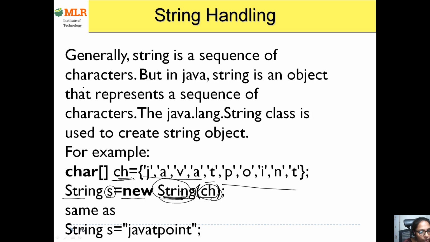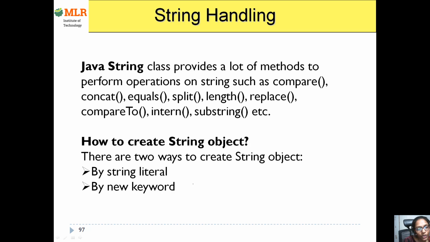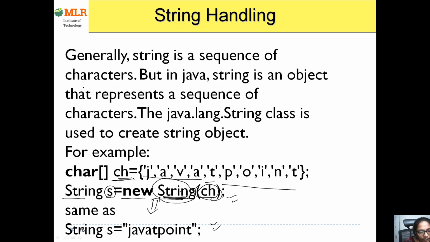This statement is just similar to this one: String S is equal to, directly you can also write Java Tpoint. Both will give you the same value for S, but syntactically and internally there is some different functionality when I use this syntax and this syntax. We will check now. A Java string can be created in two ways: using a string literal and using the new keyword. The second method is the string literal method, and the first one is using the new keyword.